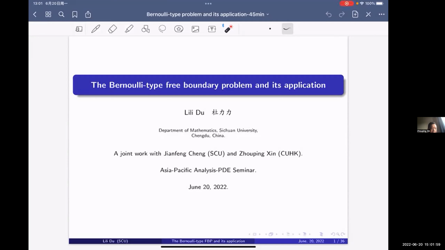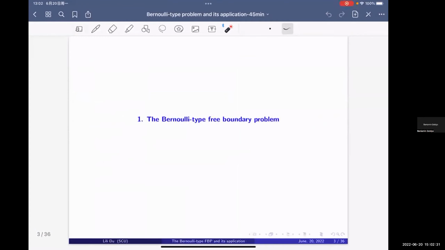Today, I would like to introduce the mathematical theory on the Bernoulli-type free boundary problem. And as a direct application, we establish the existence of the steady incompressible rotational impinging jet problem with gravity field. This is joint work with my former PhD student, Zhen Fengchen, and Professor Zhouping Xin from the Chinese University of Hong Kong.